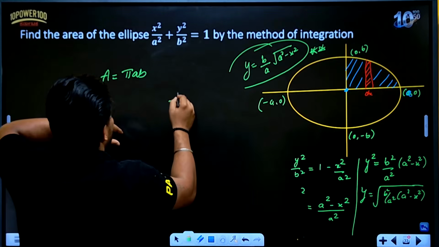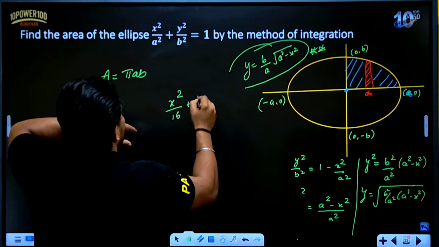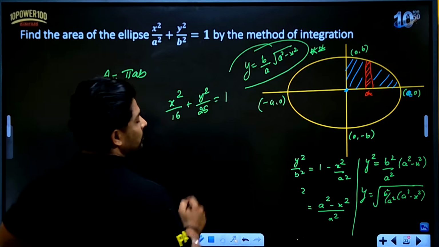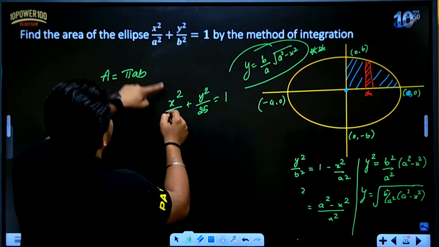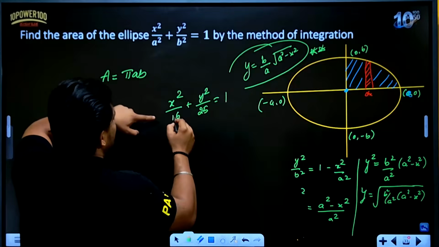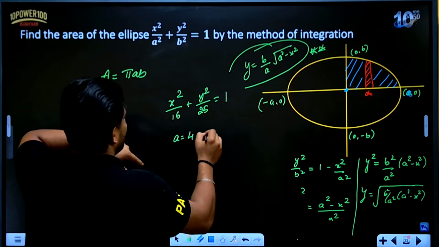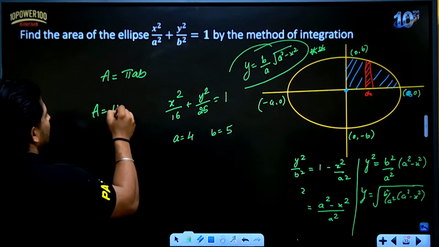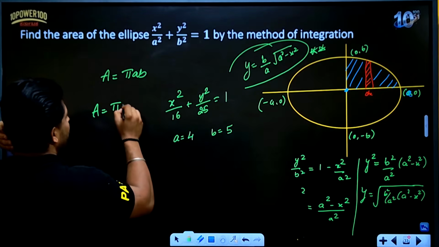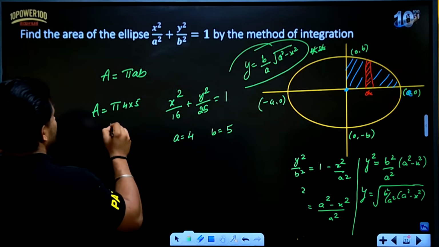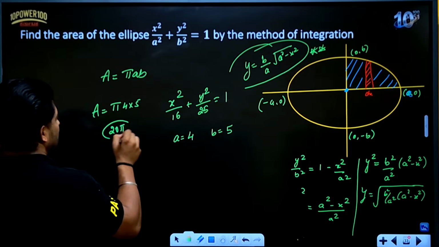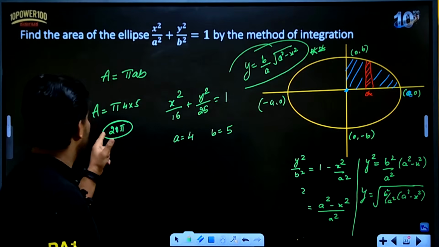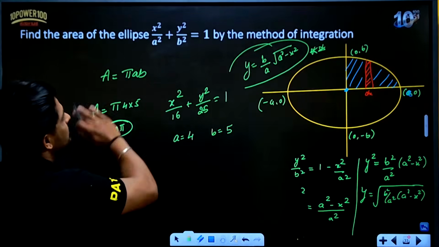Now sometimes the question gives x square by 16 plus y square by 25 is equal to 1. It is nothing but a square is 16, so a value is 4, and b value is 5. So what will the final area be? Pi ab is the answer, so 5 into 4 into 5, so 20 pi. If they ask you to find the area, this is what you will get: 20 pi. This is how you will solve it.